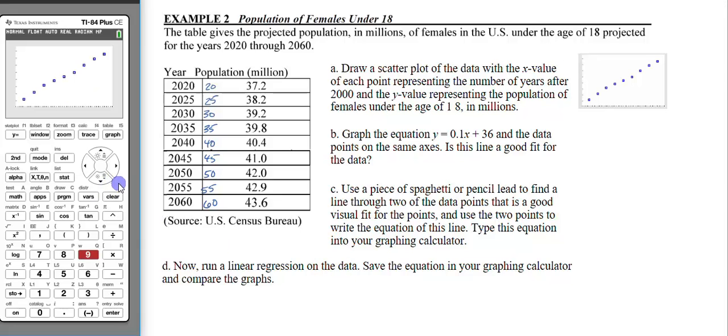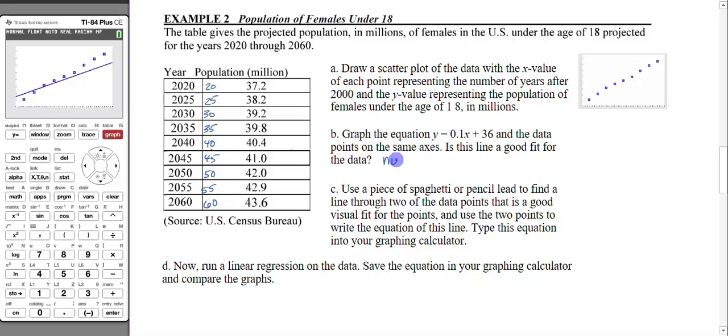So go back to your calculator and in y1 type 0.1x plus 36 and hit graph. I would say that this is not a good fit for the data.